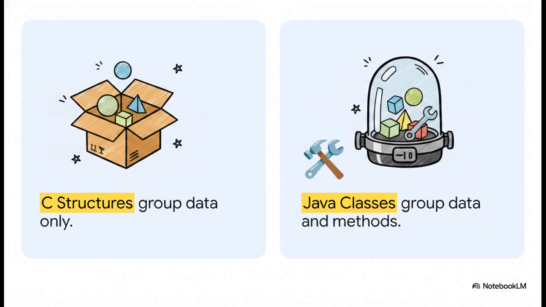Think about it. If you want to represent a student in C, you use a structure, or a struct. But a struct only groups data, like a roll number and a name. It's really just a container. Java, however, uses classes. A class doesn't just group the student's data, it also groups the methods, the actual functions, that operate on that data. So the behavior and the information are bound tightly together in one neat package.